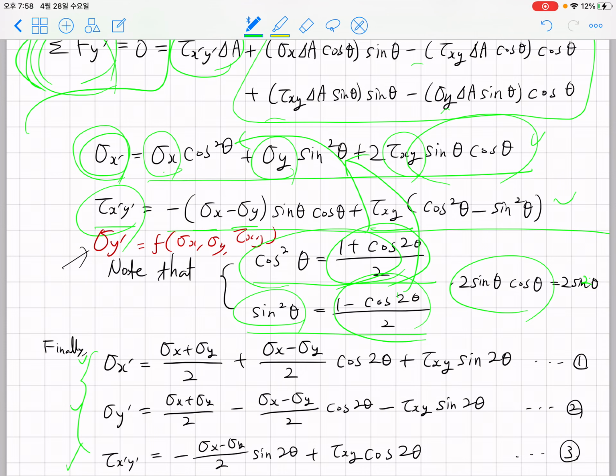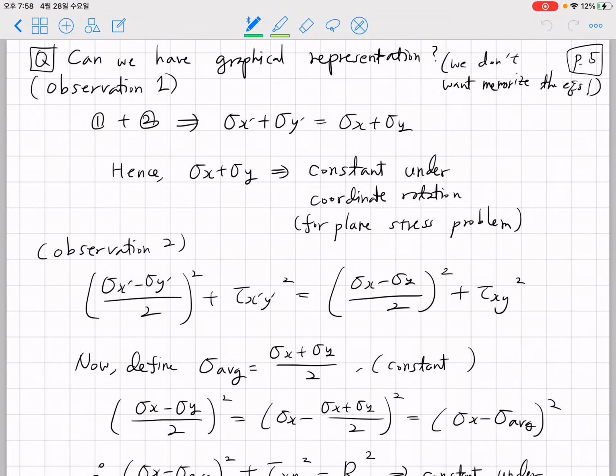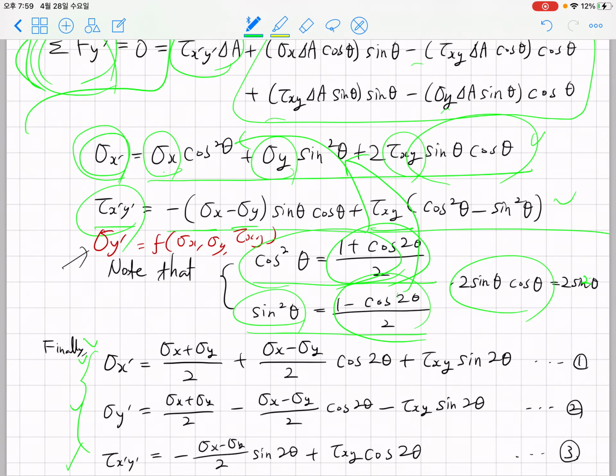To find a graphical representation, let's do some massaging of this equation, as I told you. The first observation we can make is to sum up equation set 1 and equation set 2. If you sum up equation 1 and equation 2, which give sigma x prime and sigma y prime, you're going to find that all the other terms cancel out, such as the sine 2 theta term.